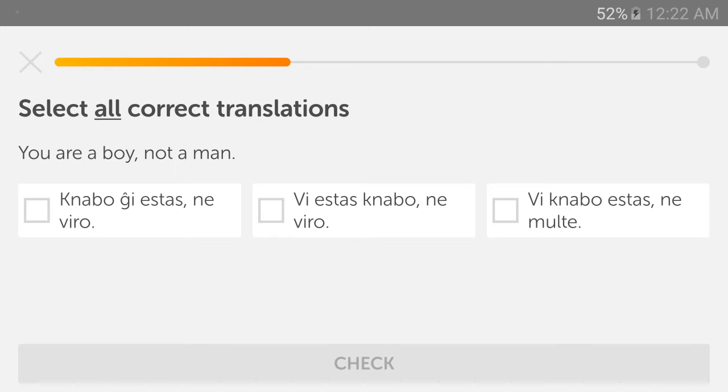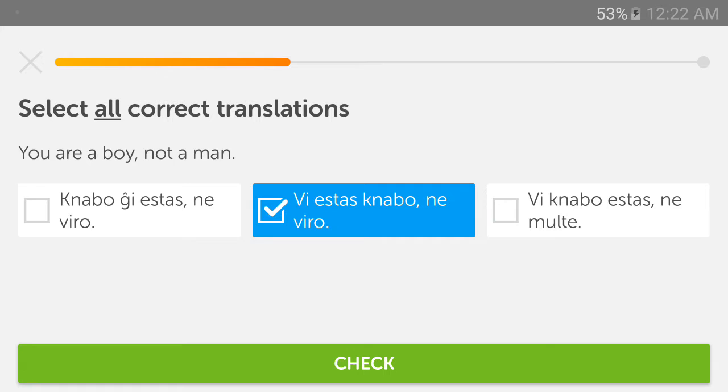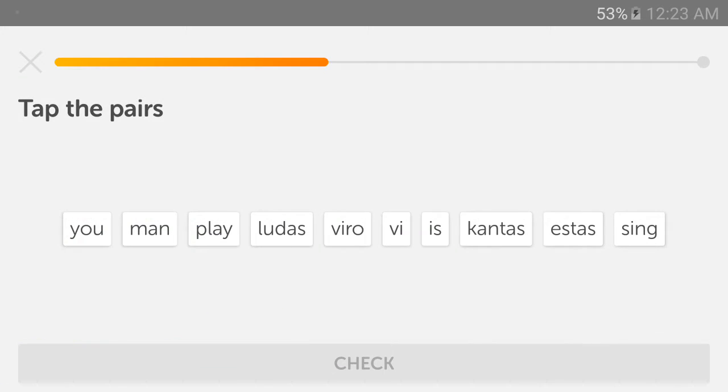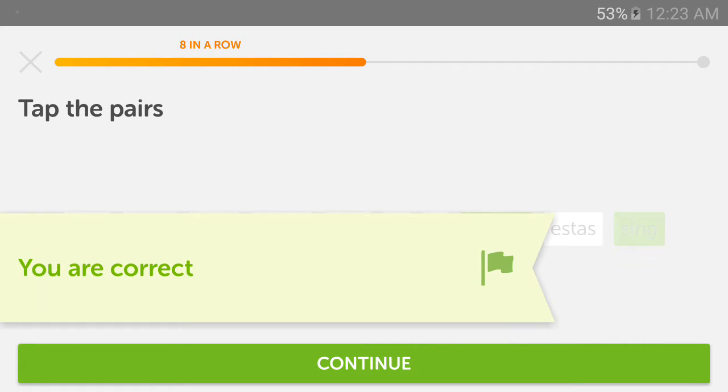This one says, boy, it is not man. That's not right. You are a boy, not a man. That would be one. You, boy, is not much. That is wrong. Booyah. Tap the pairs. Okay. You, vi; man, viro; play, ludas; estas, is; kantas, sing. Booyah.